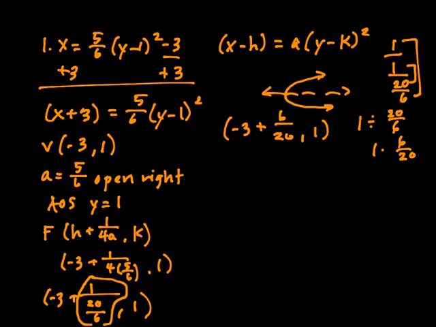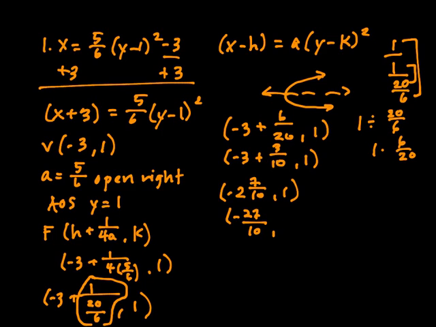And then we can reduce this. Becomes negative 3 plus. They're both divisible by 2, so it's 3 over 10. So we end up with negative 2 and 7 tenths, comma 1, or negative 27 over 10, comma 1. That's our focus. Okay, now what's our directrix?